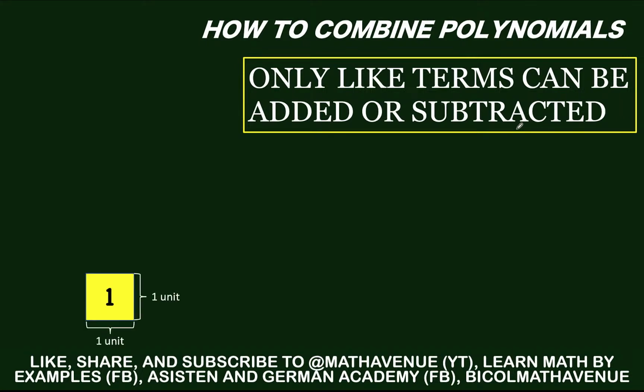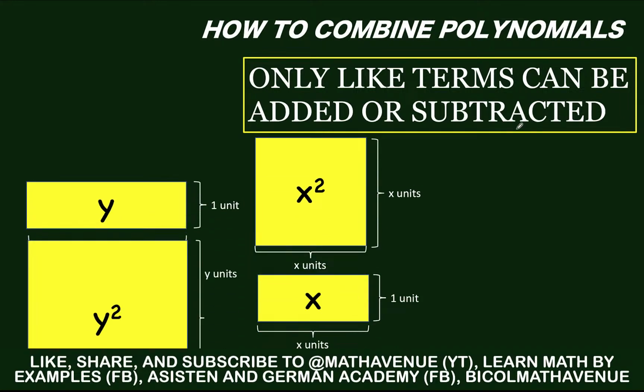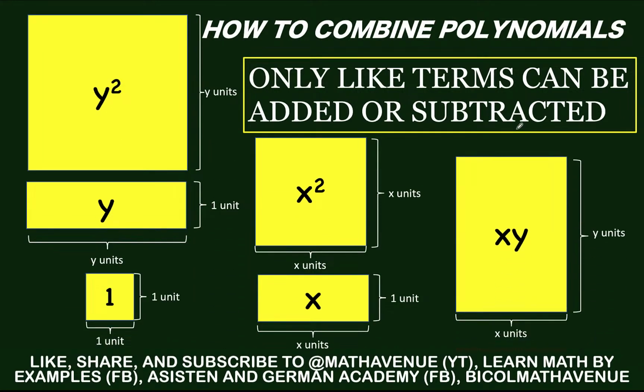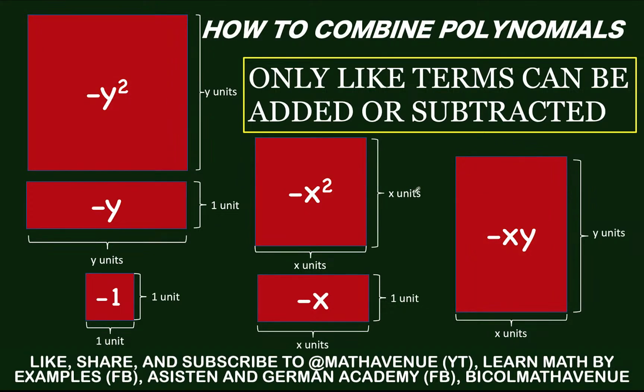So this is again our representation of one unit. This is our representation of x, x squared, y, y squared, and xy. How about negative 1? How do we represent negative 1? We use color red to represent negative 1. It's still the same dimension, only that the color is now red. And so this is our representation of negative x, negative y, negative x squared, negative y squared, and negative xy. When the color of our manipulative turns red, that is our representation for negative.